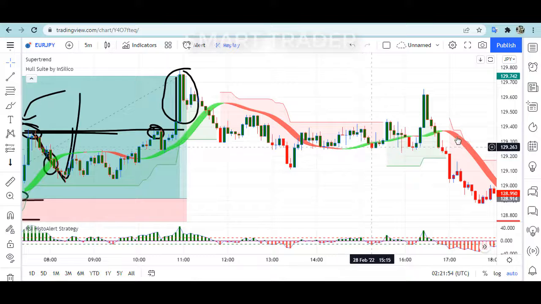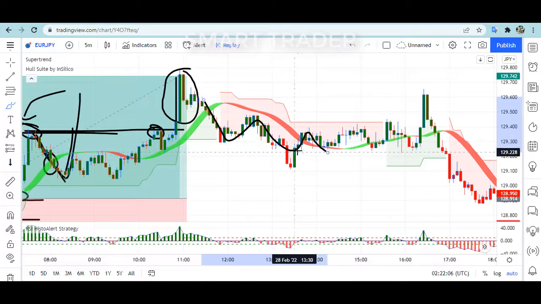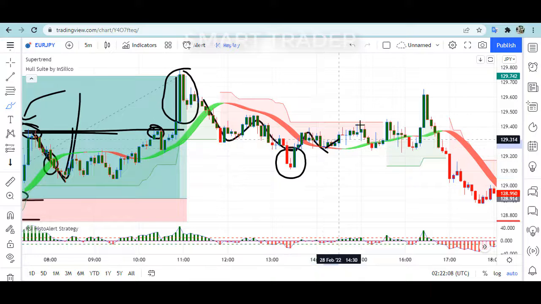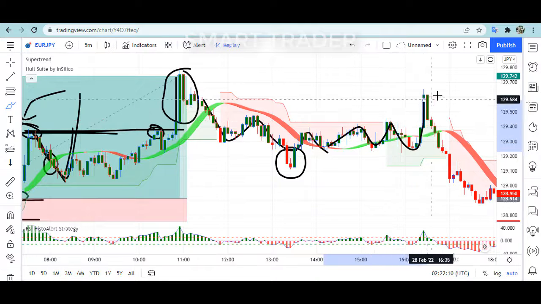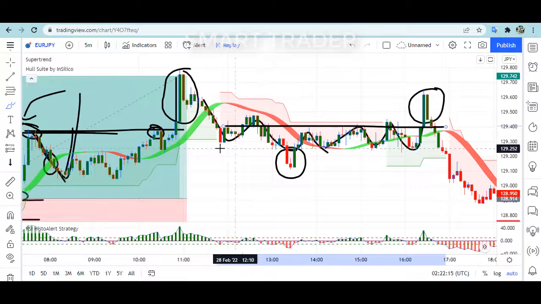For a sell, we need price below the two moving averages and they are red. Also find a trading range. This is a failed breakout of the trading range. Okay, this is a failed breakout here.